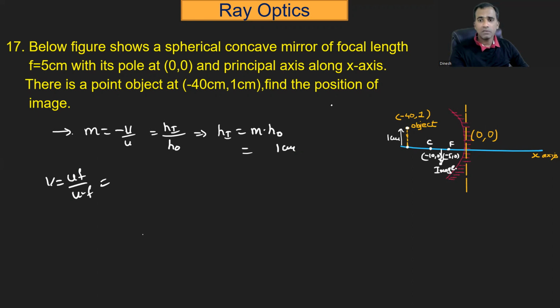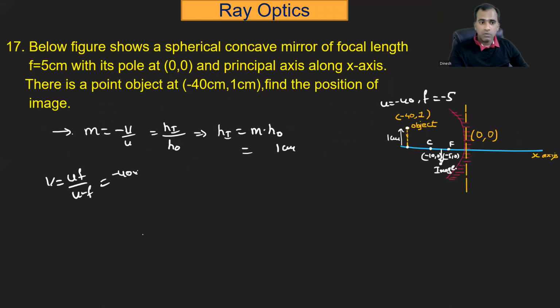And what is the u value? u is given as minus 40. And what is the focal length? Because it is concave, it is minus 5. They might say only 5 centimeters, but we have to take the sign. If it is concave, it is minus sign. If it is convex, it is plus sign. Why? Anything in front of the polished side will be taken as negative distance.